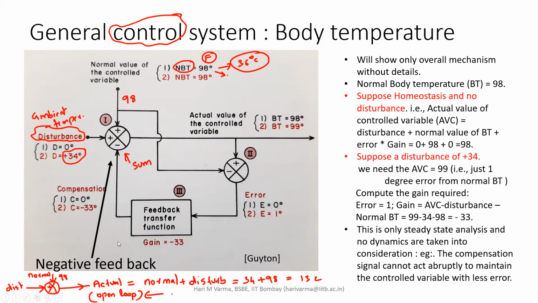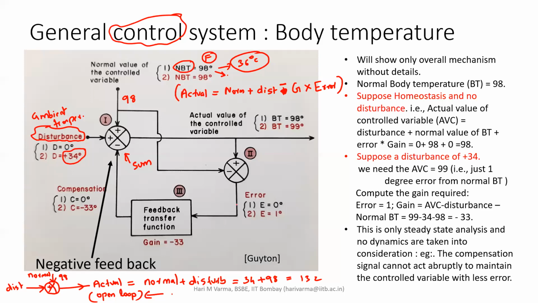So that is what is shown here as a feedback mechanism. The idea is that I'm going to feed back the actual, some portion of your actual temperature will be fed back to your input side. Right? So now you can see what is the actual control variable. In this diagram, actual is equal to normal plus disturbance plus, in fact, minus. There is a negative here. So minus gain into error.